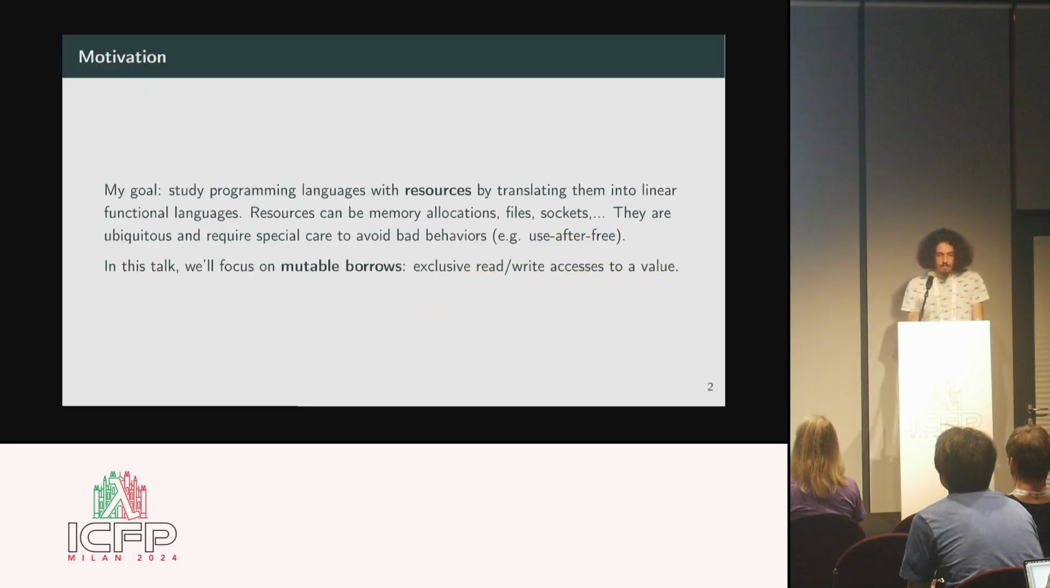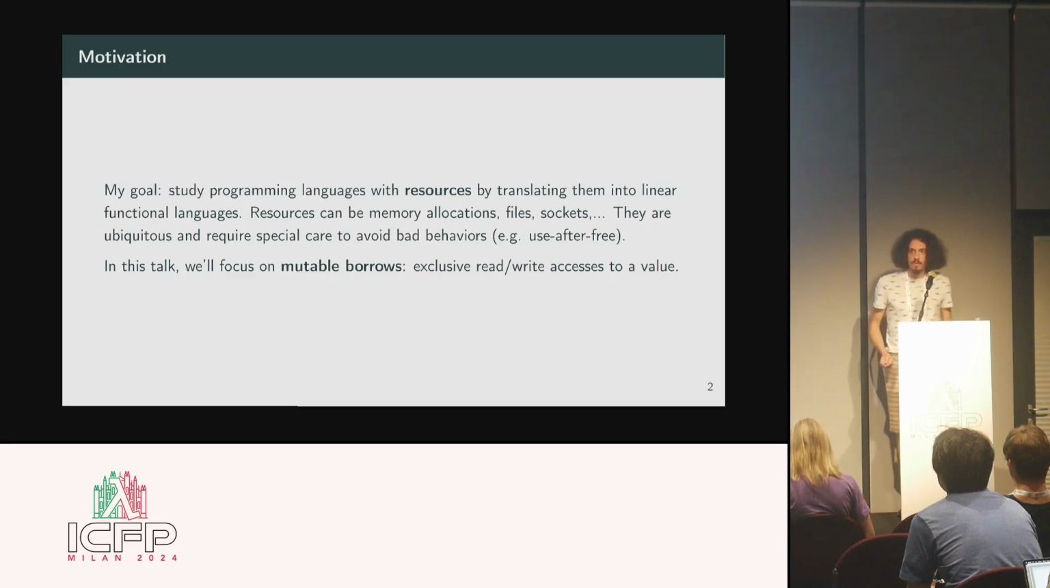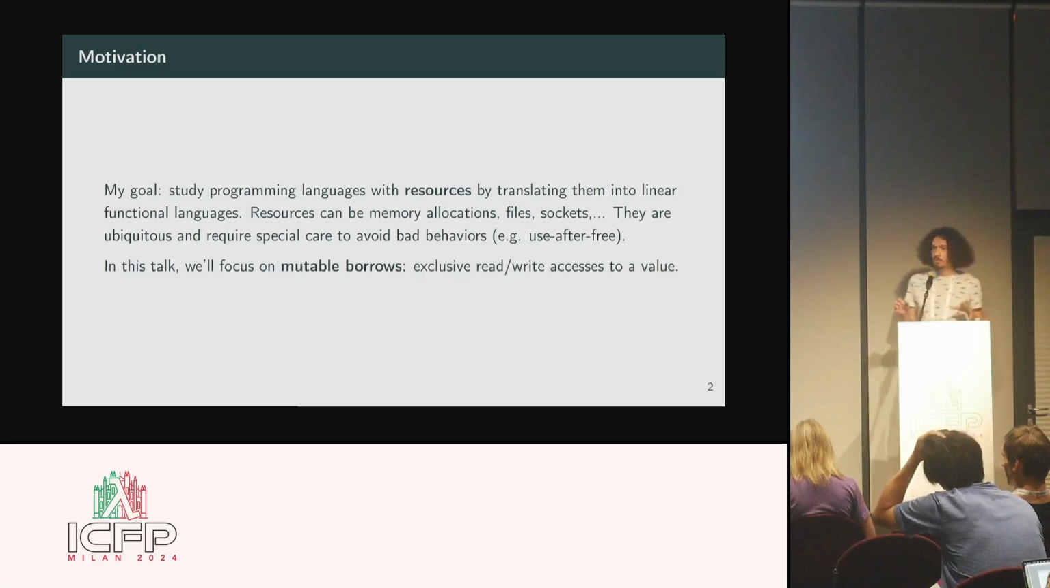To give a bit of motivation, I'm a first-year PhD student, and my goal is to study programming languages in which we have resources by translating them into a pure linear and functional language. Resources can be memory allocations, files, sockets. It's a kind of ubiquitous notion in programming languages, and they require special care about bad behaviors. Typically, if I use allocated memory, I don't want to free the memory and then access the memory. In this talk, we'll focus on the notion of mutable borrows.